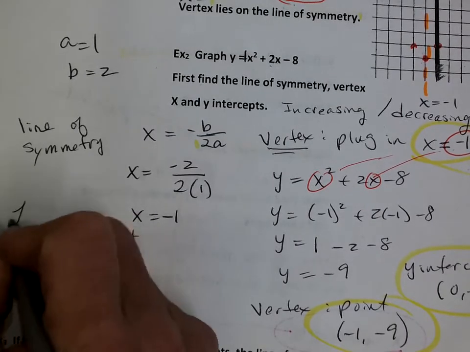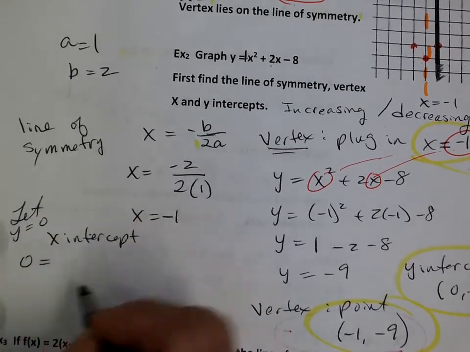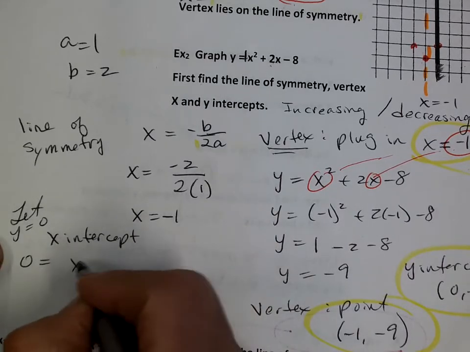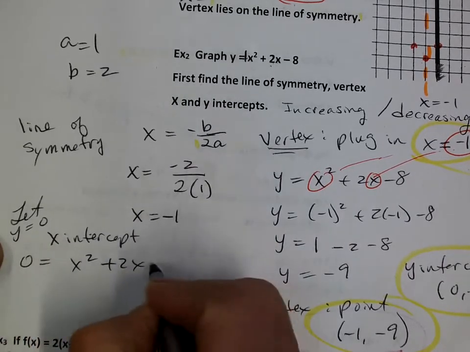So x-intercepts are going to go 0. So we let y equal 0. And we go 0 equals x squared plus 2x minus 8.